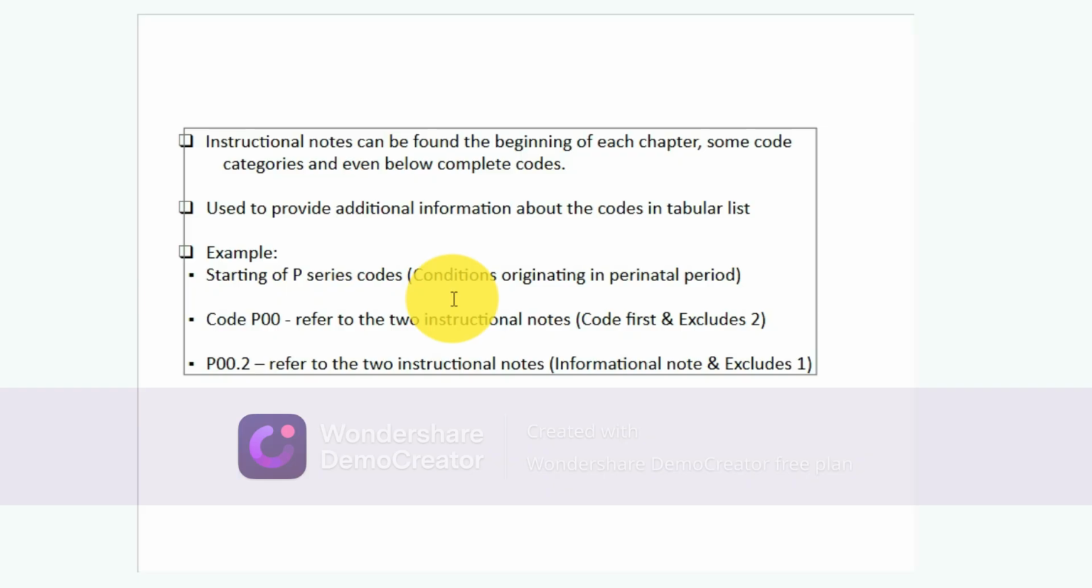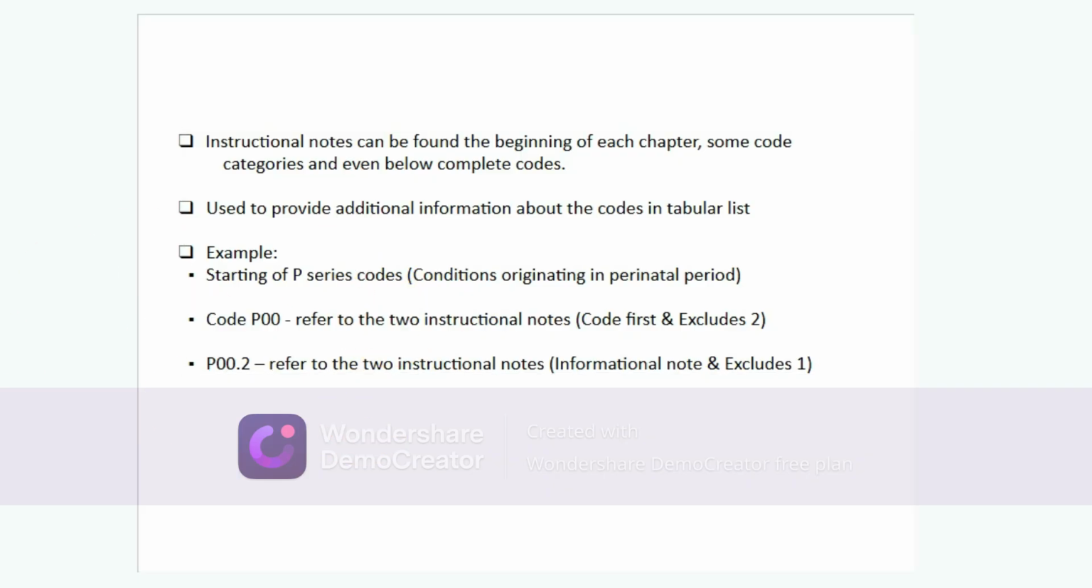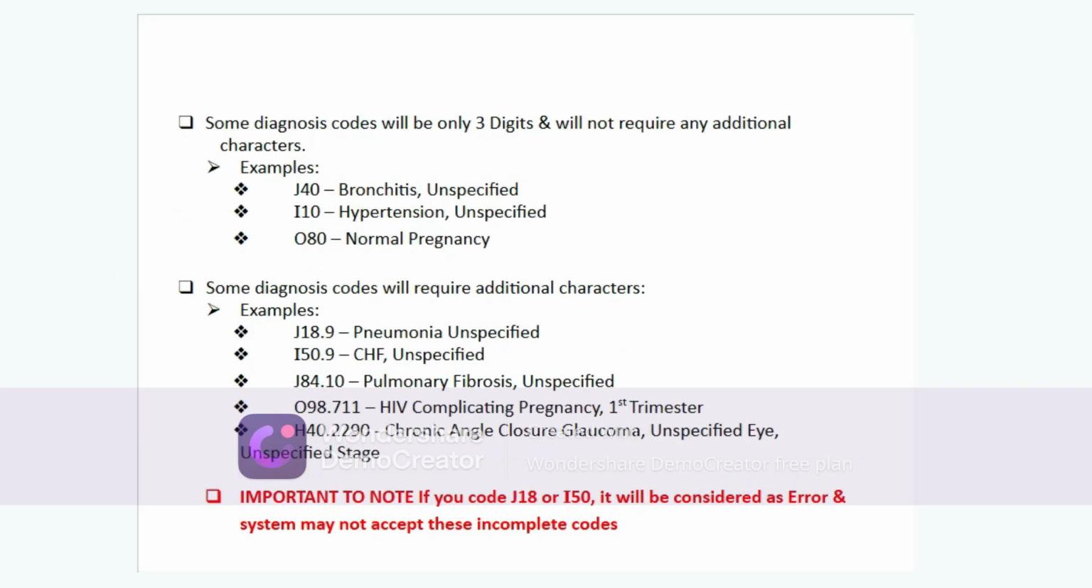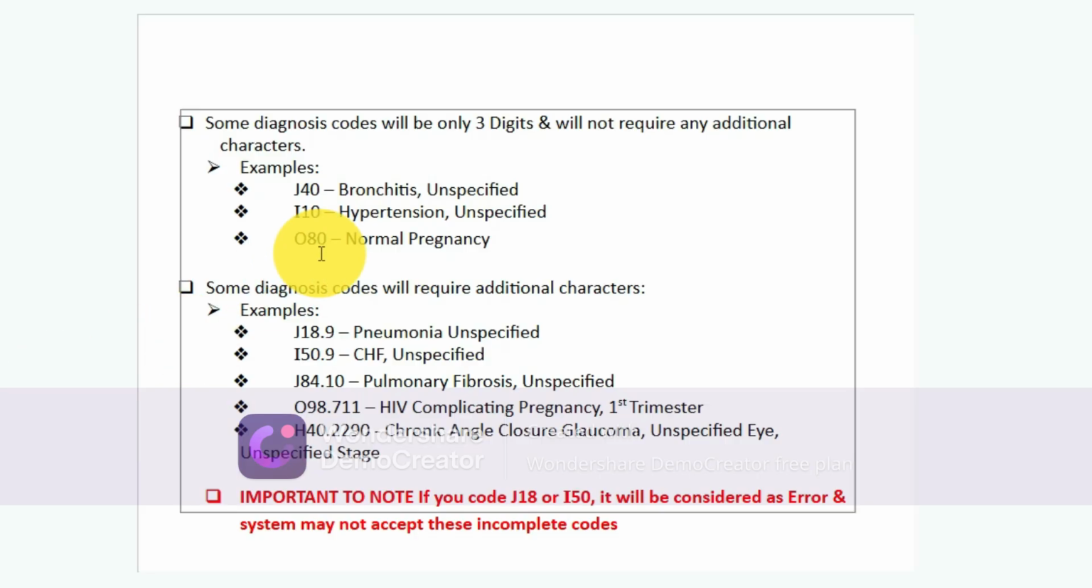So we need to check all these notes and be careful. Sometimes a diagnosis code will be only 3 digits and will not require any additional characters. Examples: J40 bronchitis unspecified, I10 hypertension unspecified, O80 normal pregnancy. These are 3-digit codes only.